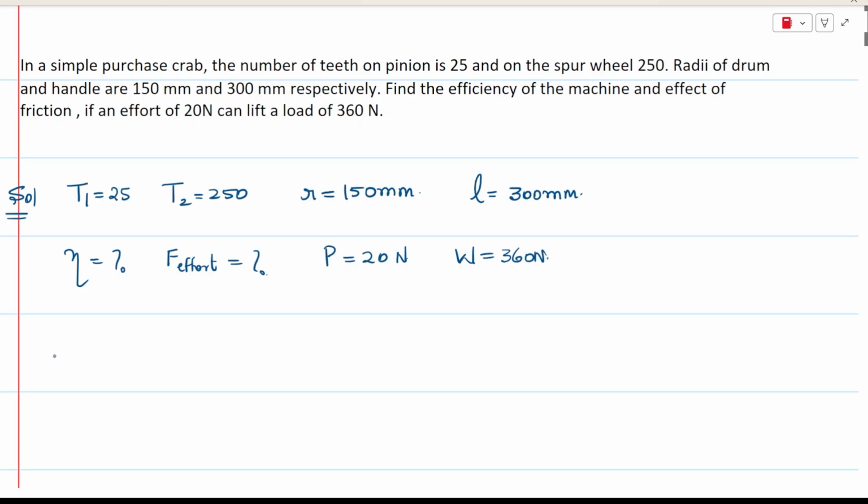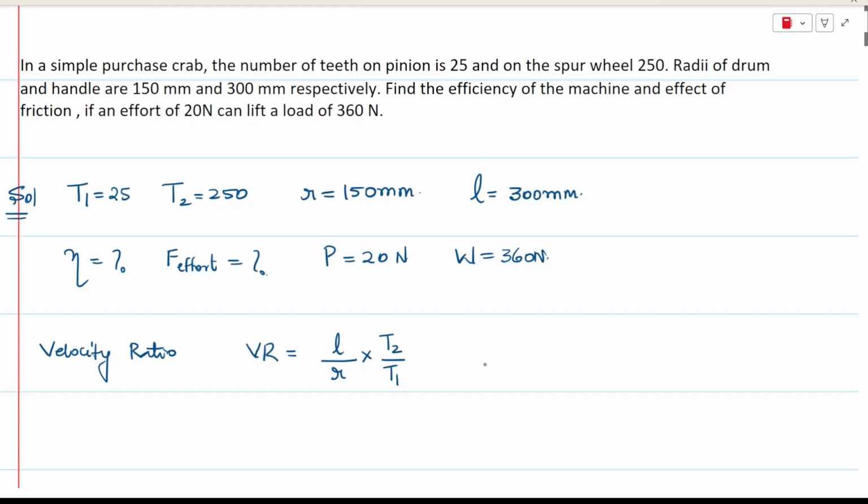So now first you can calculate the velocity ratio. So velocity ratio is given by VR equal to, first, we divide the effort dimension or effort wheel, that is L, divided by R, the radius of the drum where the load is being lifted, and this needs to be multiplied with T2 by T1.